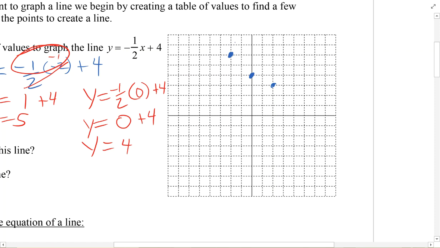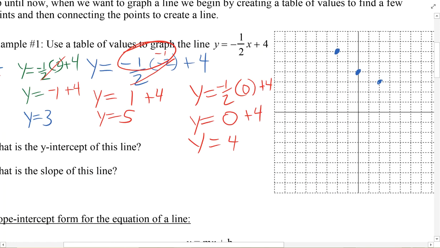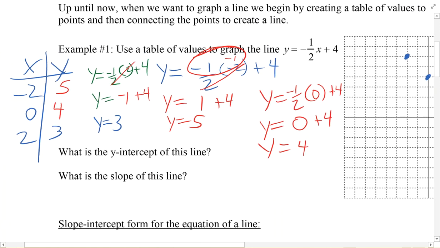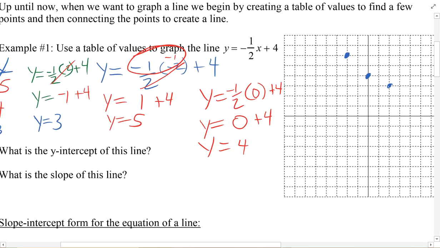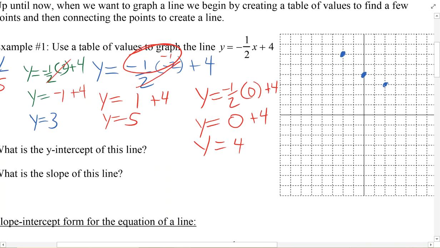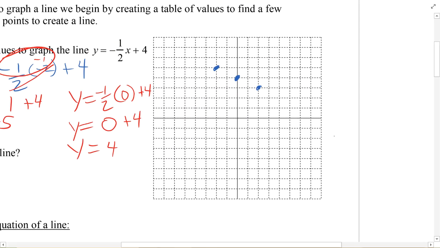I screwed something up, didn't I? Sorry? Oh, it's one more? One down. There we go. Thanks. Okay, so then we use our beautiful ruler. Okay, and so with our ruler, hello ruler.